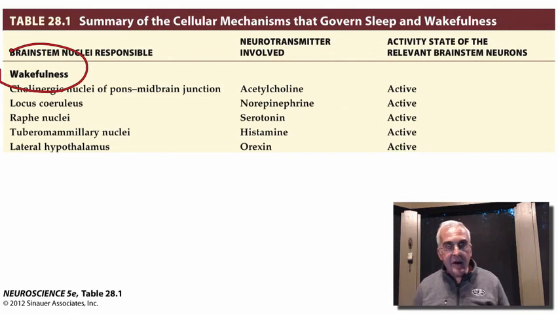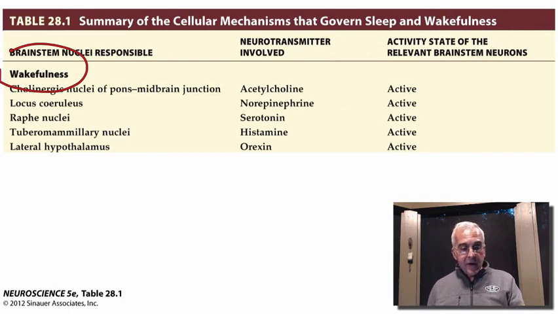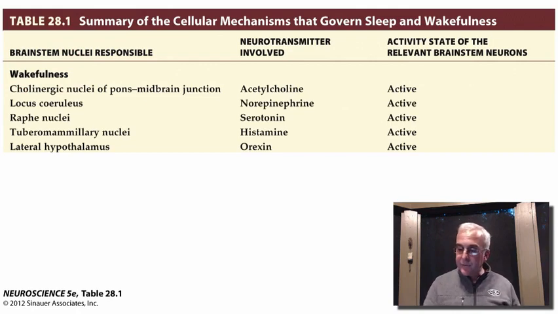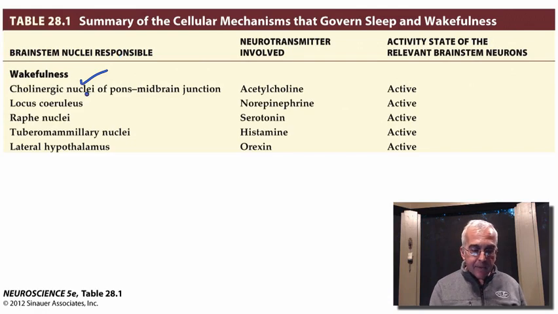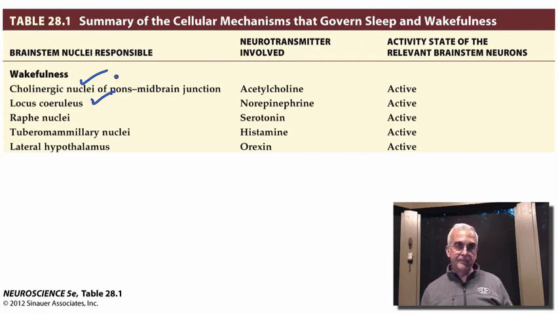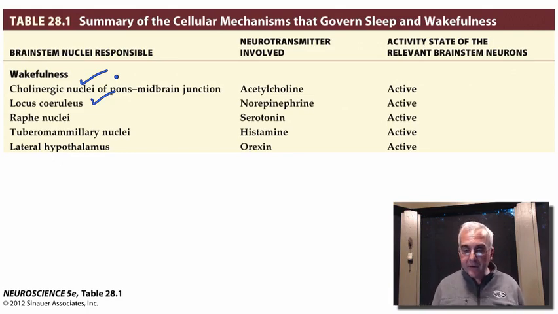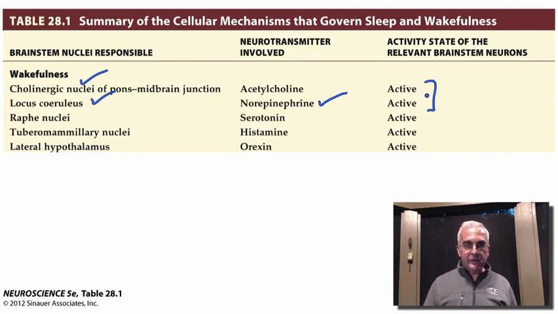Wakefulness is a product of the activation of quite a large number of neurochemical systems. Among the most important are the first two listed here in this chart, the cholinergic nuclei that are found near the junction of the pons and the midbrain, and the locus coeruleus. The locus coeruleus is a collection of cells in the dorsal tegmentum of the pons that produce the neurotransmitter norepinephrine. So together, these two, acetylcholine and norepinephrine, are very important neurotransmitters in maintaining wakefulness and maintaining vigilance.